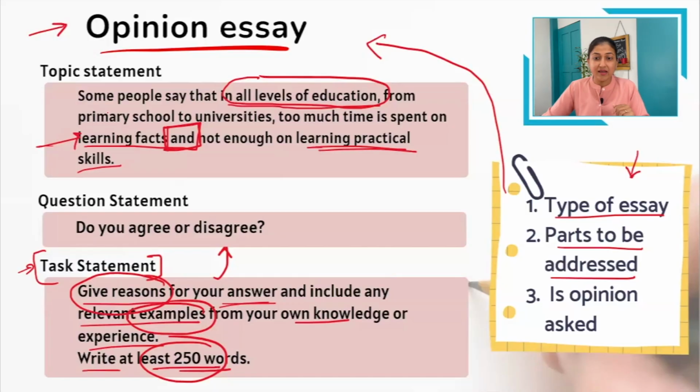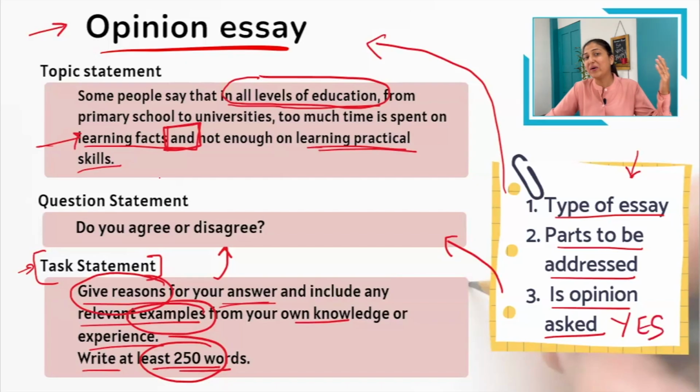Then, third question that you must think about while reading the question of task 2 itself is, is the opinion asked? Look at this. Is opinion asked? What do you think? Is the opinion asked? Yes, it's explicitly asked. Do you agree or disagree? So, 3 things. Number 1, type of essay.